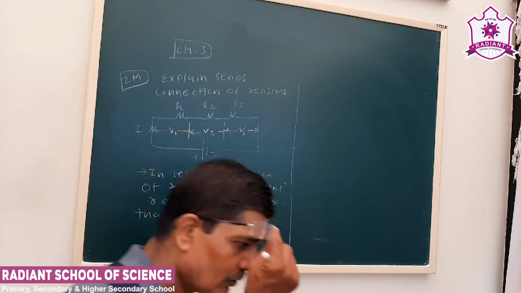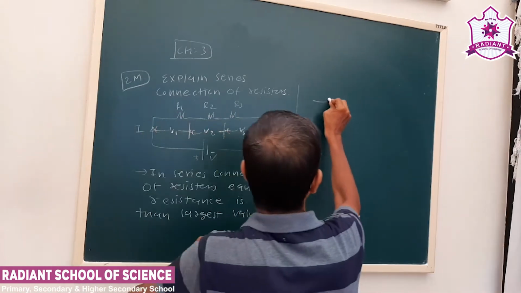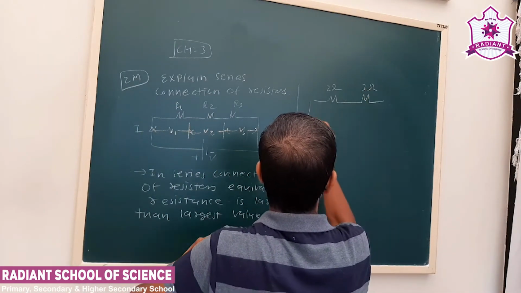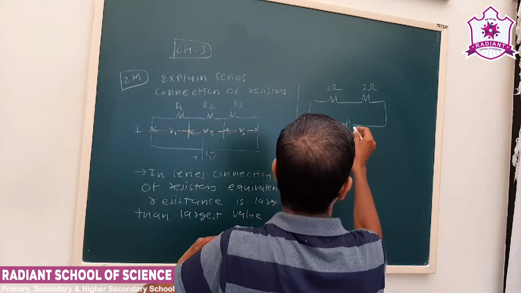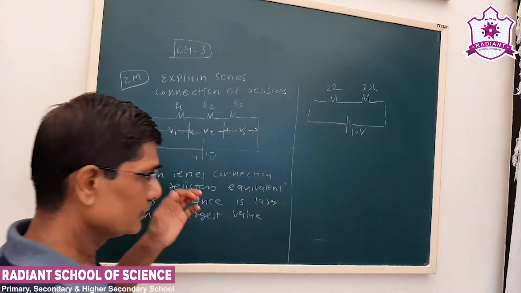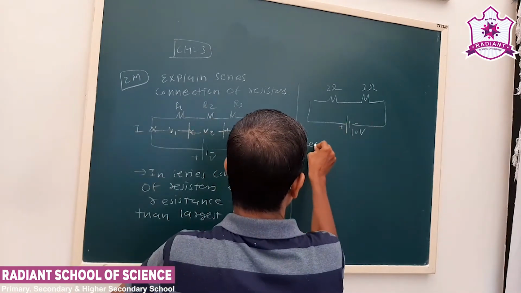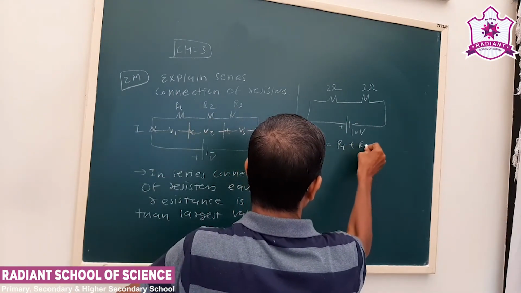Now let us say we connect a volt battery. Now what will be R equivalent? R1 plus R2.